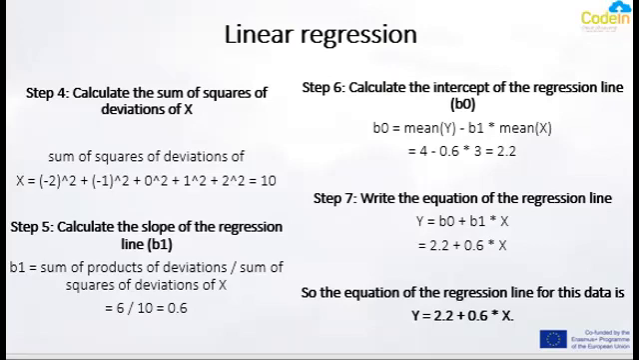Finally, you can write the equation of the regression line, which is Y equals B0 plus B1 times X. In this case, the equation is Y equals 2.2 plus 0.6 times X. The equation tells you that for any given value of X, you can use the equation to predict the corresponding value of Y. So by following these steps, you and your friend were able to analyze the data and understand the relationship between the two sets of numbers. This is a powerful tool that can be used in many different fields to gain insight into complex relationships.